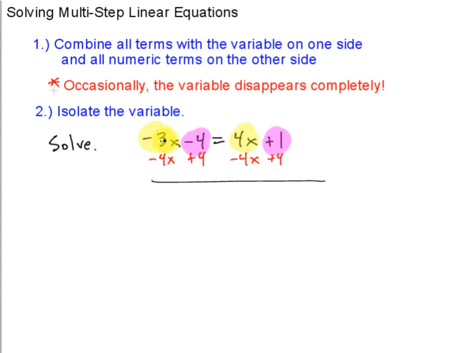So we add the negative 3x and the negative 4x, we get negative 7x. Negative 4 and positive 4 is 0, and then 4x minus 4x is 0x, and 1 plus 4 is 5. Alright, then what we need to do is just divide both sides by negative 7. So I divide by negative 7, and we get that x is equal to negative 5/7.